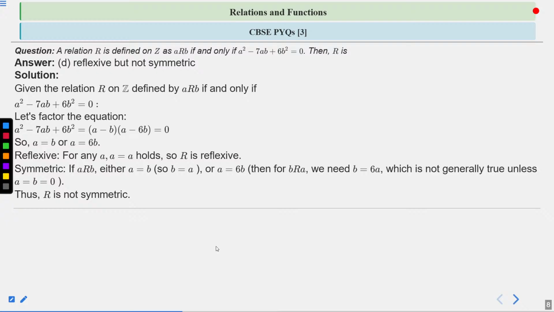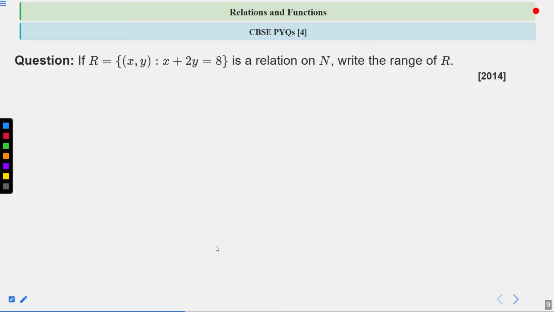Okay, let us move to the next question. The next question says: if relation R is defined as (x, y) such that x plus 2y is equal to 8 is a relation on N, write the range of R. We basically have to find the range of R, right? This question was asked in year 2014.